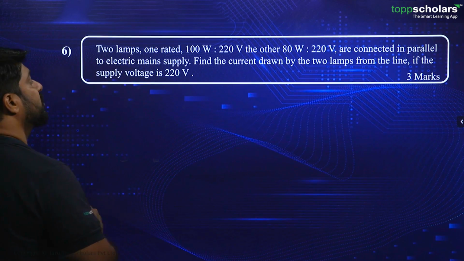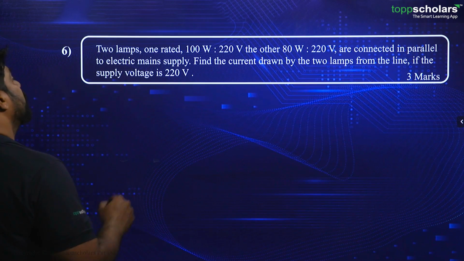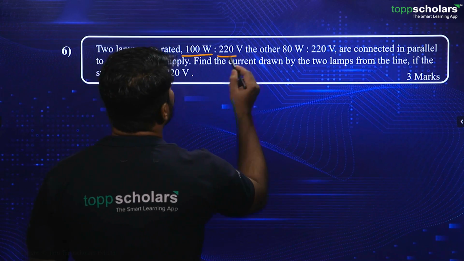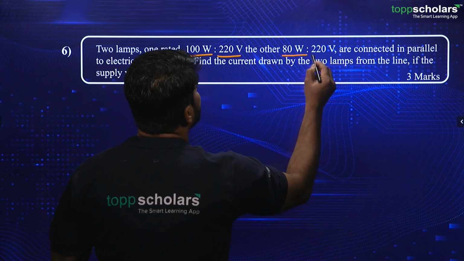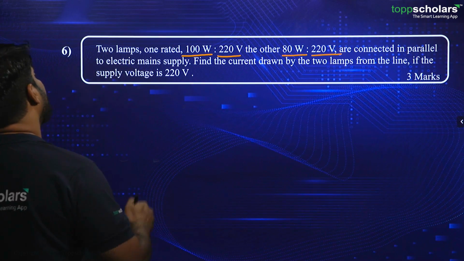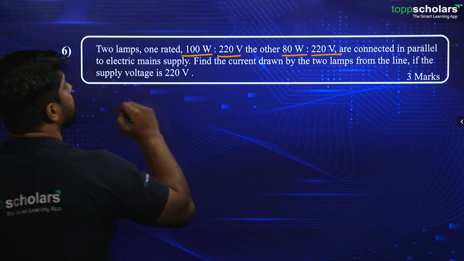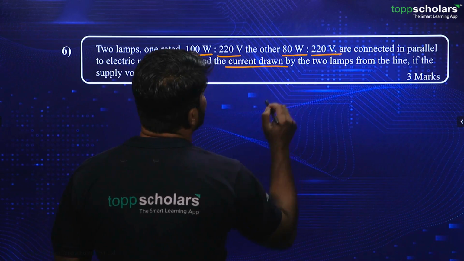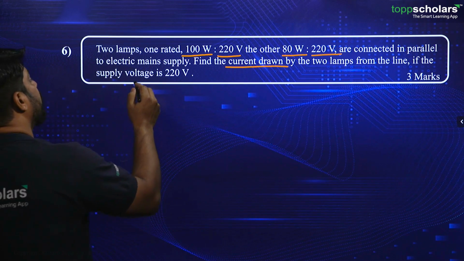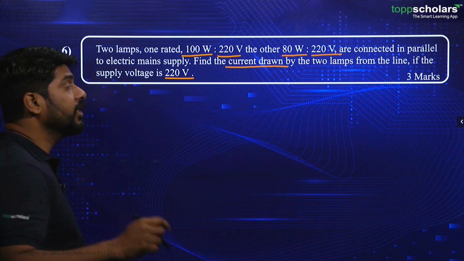So this is the next question. Two lamps, one rated 100 watt at 220 volt, the other 80 watt at 220 volt, are connected in parallel to electric mains supply. Find the current drawn by the two lamps from the line if the supply voltage is 220 volt.